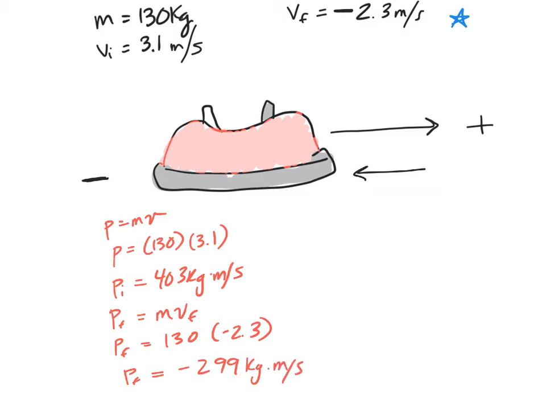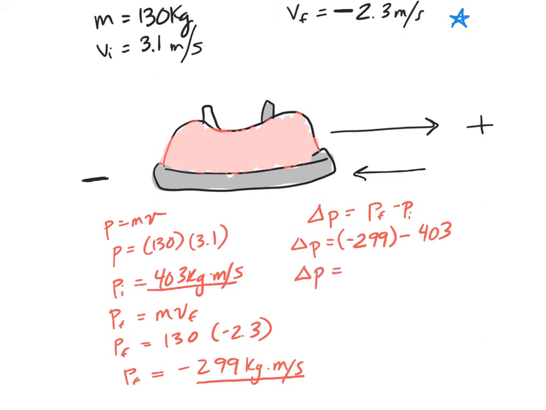So what does that mean for our change in momentum? Well, change in momentum is equal to P final minus P initial. So our change in momentum is going to be equal to, well, final, don't drop the negative, you've got to keep that in there, negative 299 minus 403, because that was our initial, there's our final. So our change in momentum is going to be negative 702 kilogram meters per second.